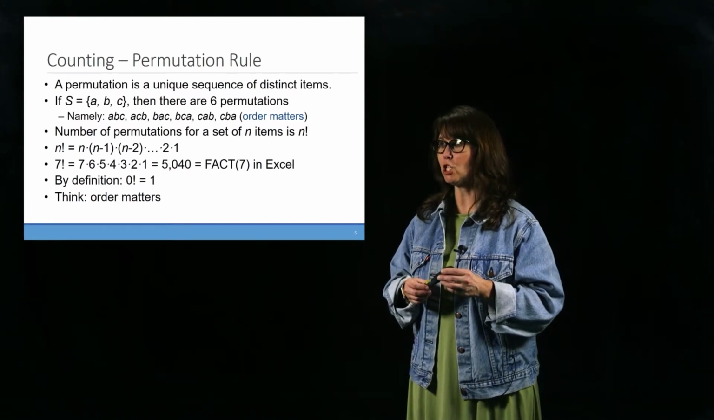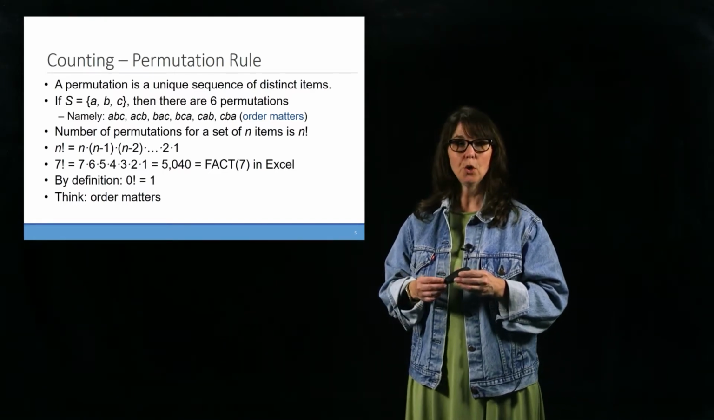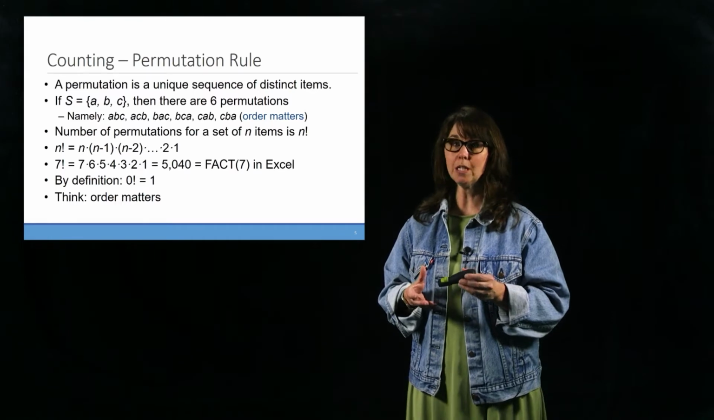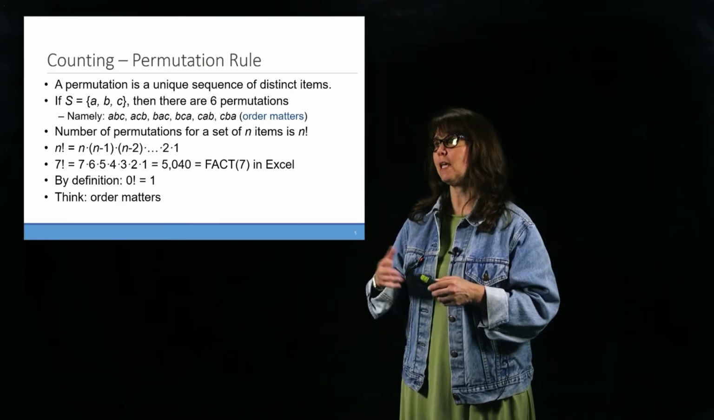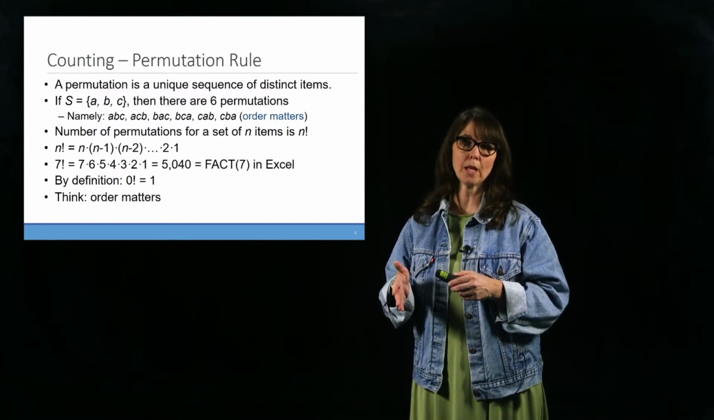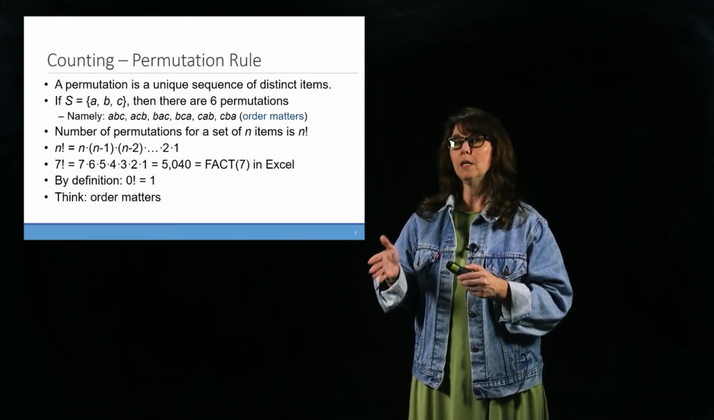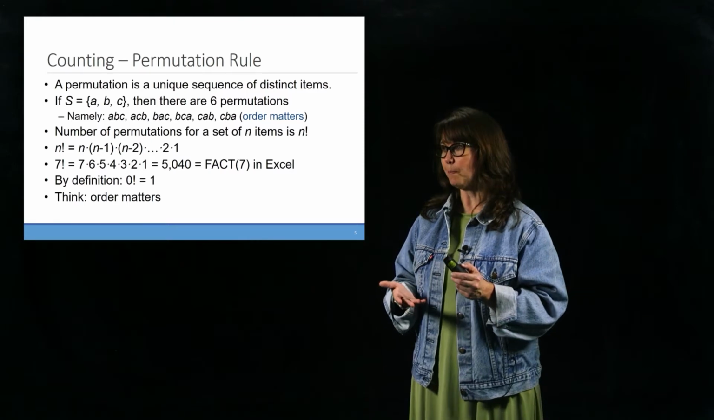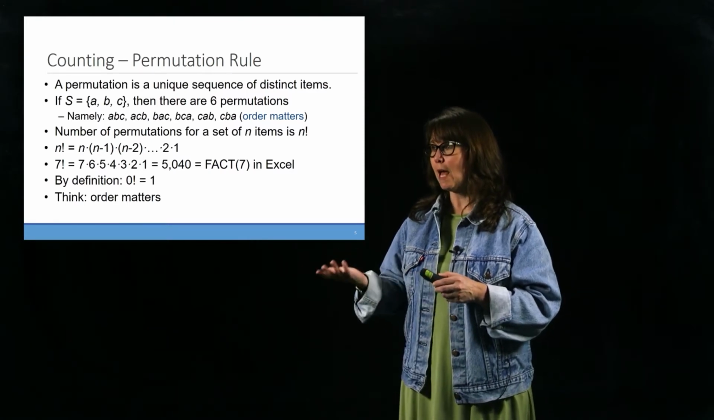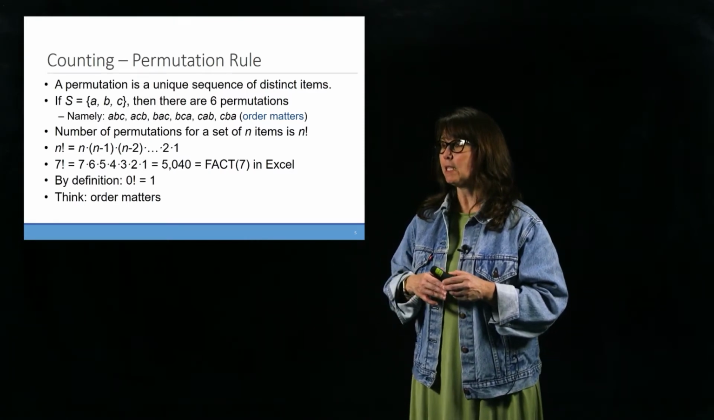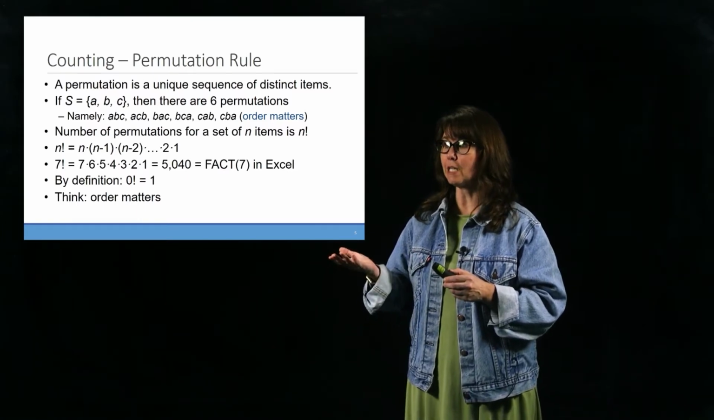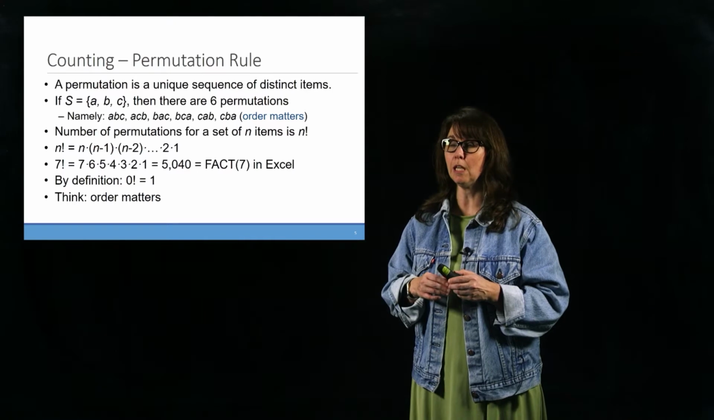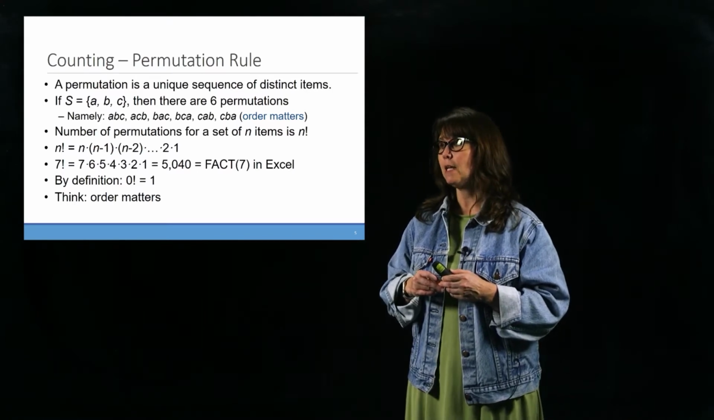The number of permutations for a set of n items would just be n factorial, and to remind you, if you've forgotten what factorial is, n factorial is just n times n minus 1 times n minus 2, successively down to 1. So 7 factorial, as you can see right there, ends up being 5,040. You can look in Excel and see, you can use the fact function in Excel if you want.